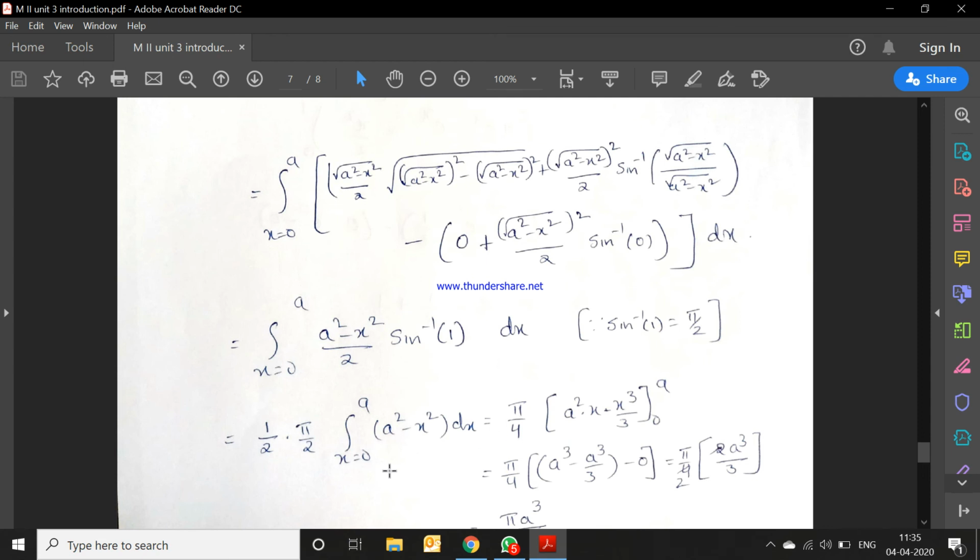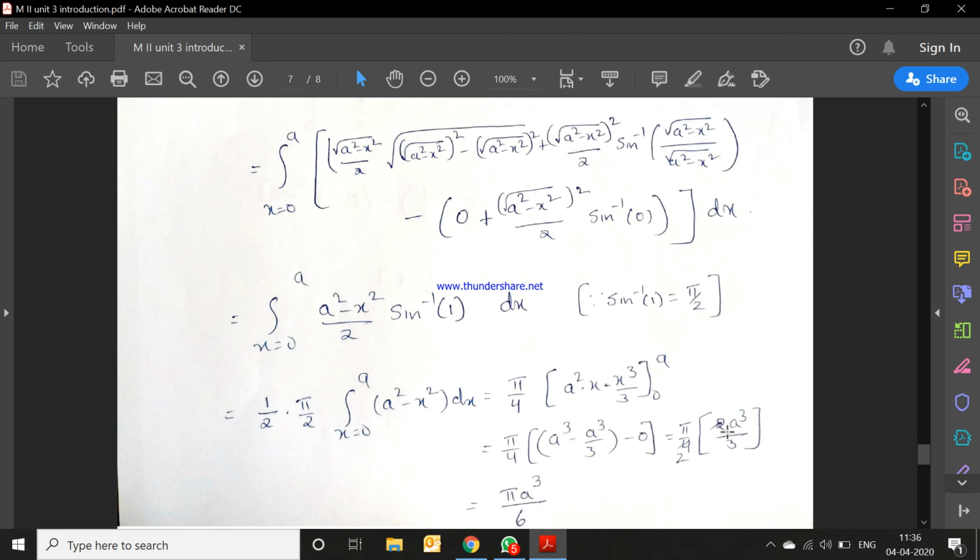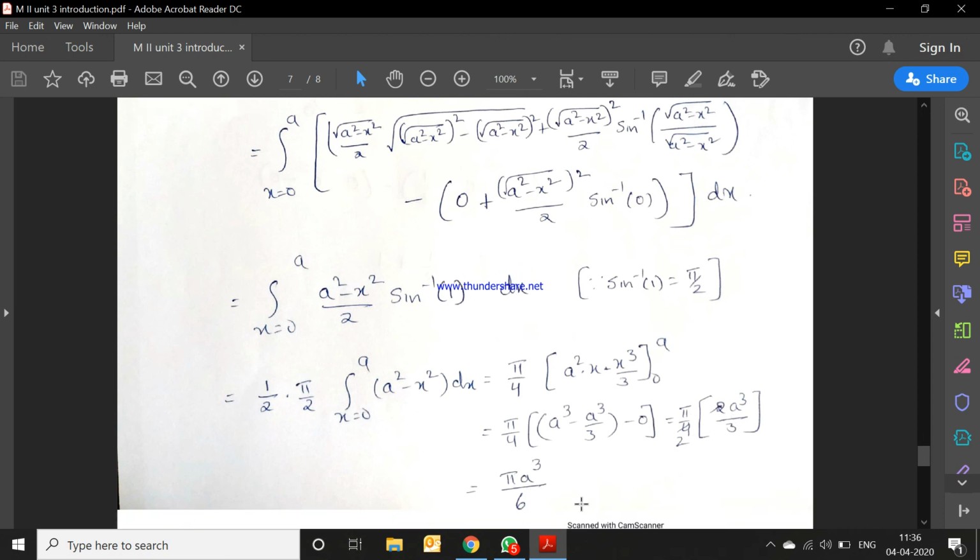So pi by 4 into a square is a constant, integration with respect to x is x minus x square, integration is x cube by 3, limits are 0 to a. So pi by 4 a cube minus a cube by 3, lower limit is 0, obviously we are getting the 0. So pi by 4 into 2 a cube by 3, pi a cube by 6.